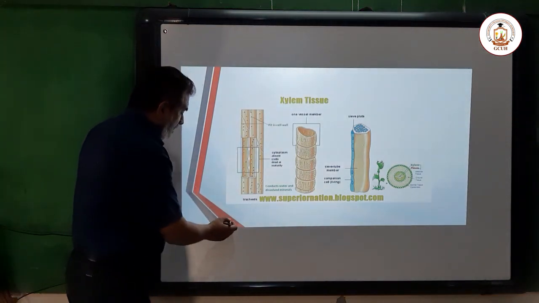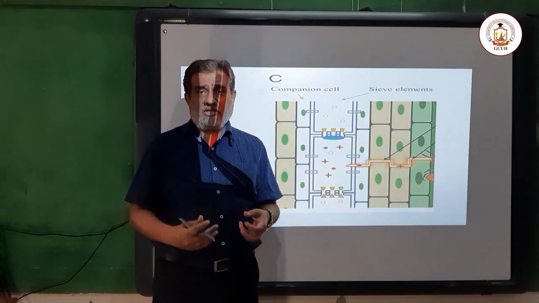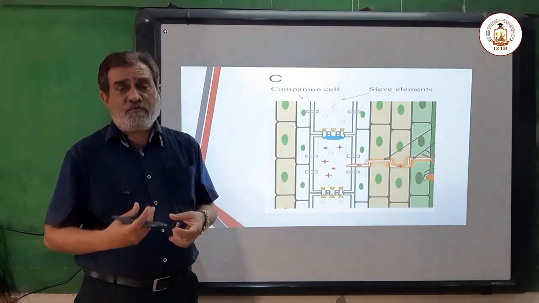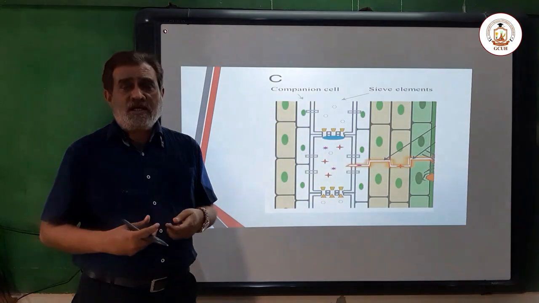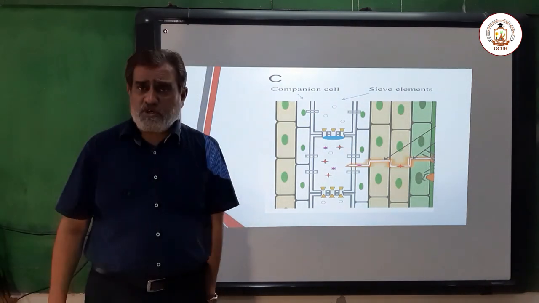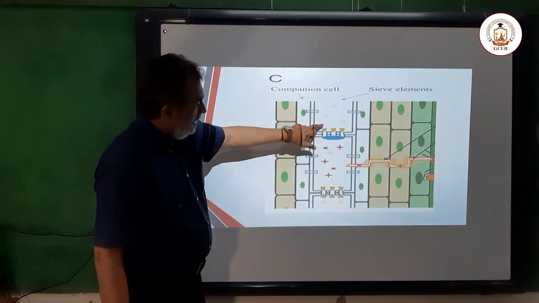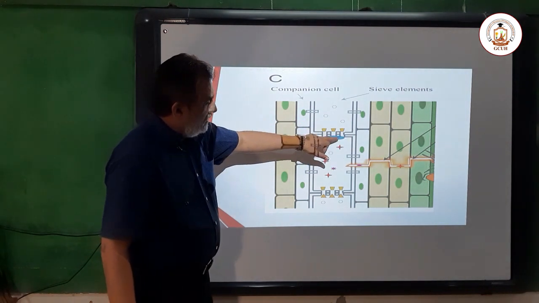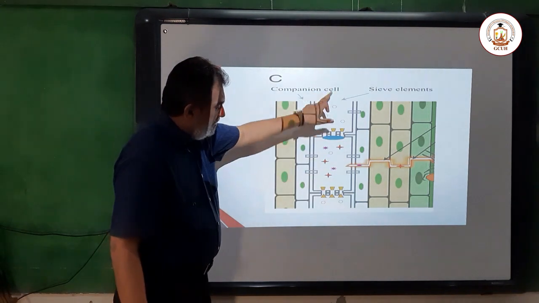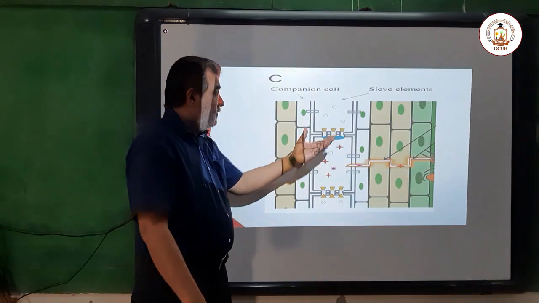On the other hand, if you go to the phloem, the phloem is also a conducting tissue, but it conducts mostly the compounds which are formed by photosynthesis, especially carbohydrate. So the tissue is also made up of four types of cells. One is called the sieve tube. These are tube-like cells which have some perforations in the transverse walls, and that's why they are called the sieve tubes.